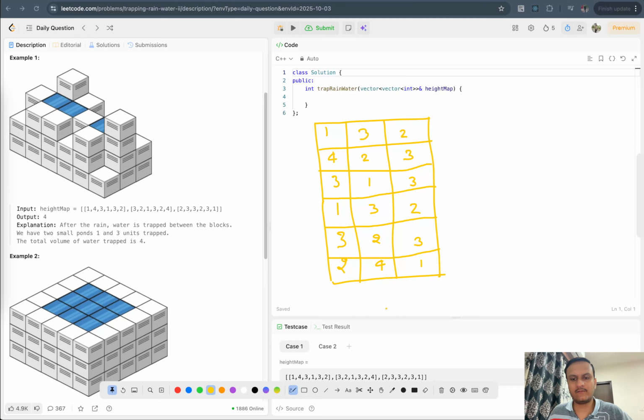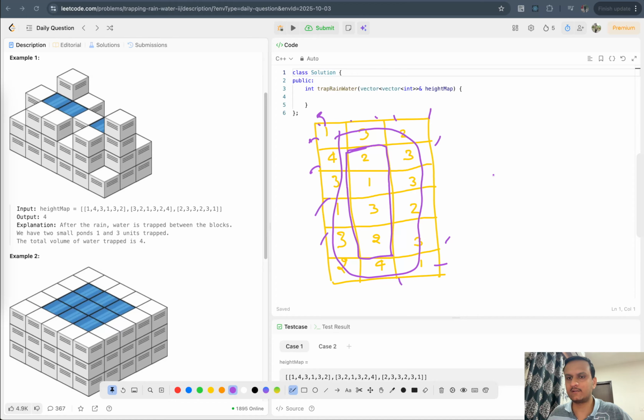Okay, let's understand this. First of all, the first thing I am thinking about is that we can't trap any water in the boundary. This is the boundary, right? Anything we keep on the boundary will spill out. We can't trap anything on the boundary. We have to trap in between. Okay, got it. So the first observation: no boundary.